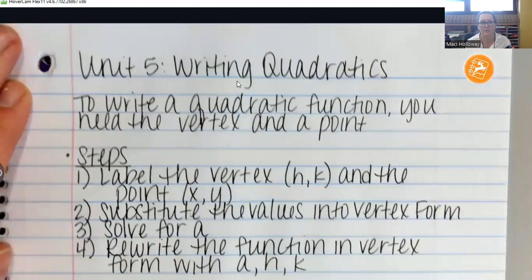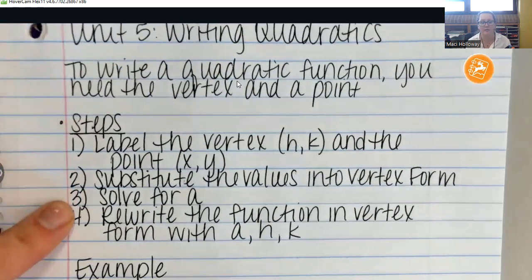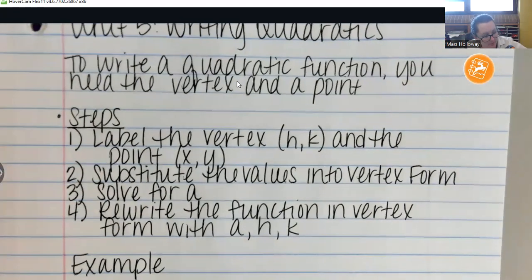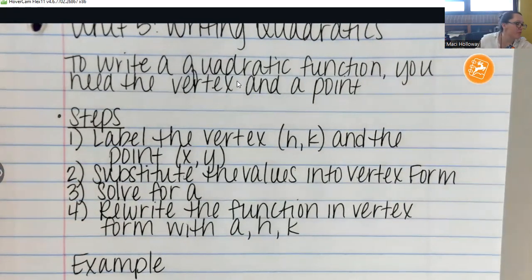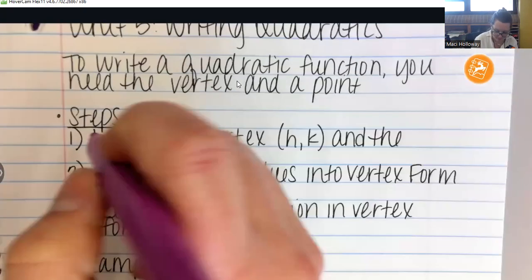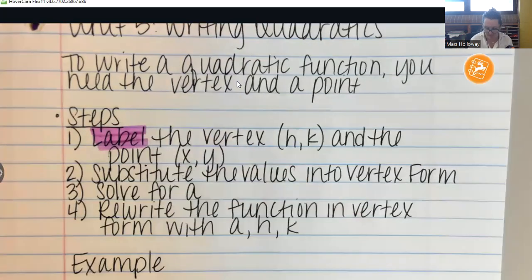And then here are our steps. If you want to pause and write down your steps, you can do that. Your first step is to label. I'm going to get my highlighters here. So your first step is to label the vertex h, k and the point.